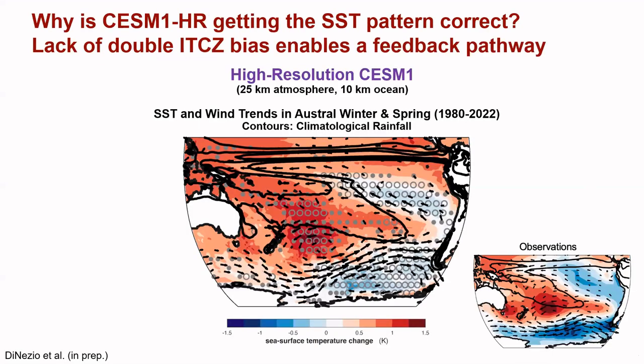So what's going on in CSM? Why is it able to simulate this pattern? So I'll show it in a little bit different way here, showing the SST trends just over half of the year in austral winter and spring. And superimposed on top of this, also showing some wind trends, but then importantly, I want to draw your attention to the black contours, which are the climatological rainfall. And unlike what you'd see in many other models, there's no second ITCZ band in the Southeast Pacific.